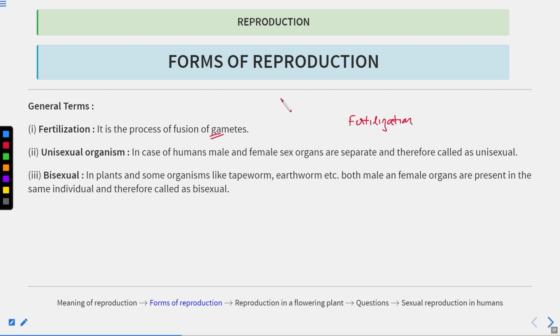Some events are known as the pre-fertilization events, which means they happen before fertilization. So what will be the pre-fertilization events? Formation of gametes. Gamete formation means gametogenesis. This is the pre-fertilization event. Then we have the post-fertilization event.